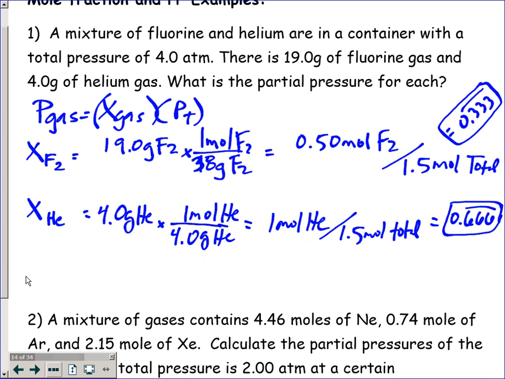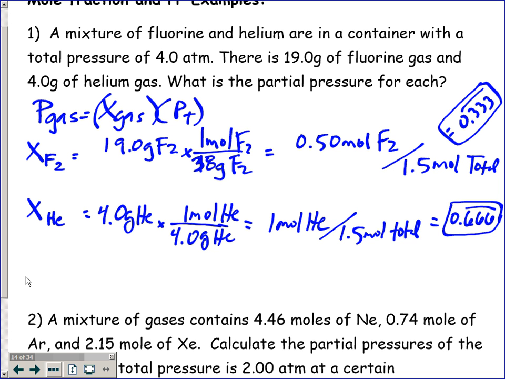Okay, if you're still working, just keep working. As you're looking for the partial pressure of each gas, given the total pressure, you have to find the mole fraction first. I didn't mention this earlier, but mole fraction does not have a unit because it's a fraction. Most of the time, fractions or percents don't have units.